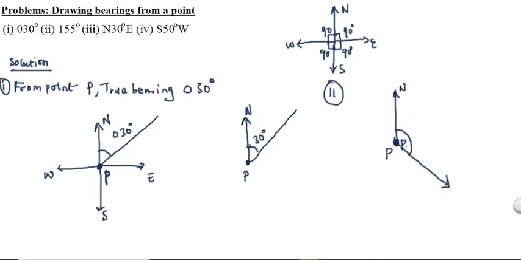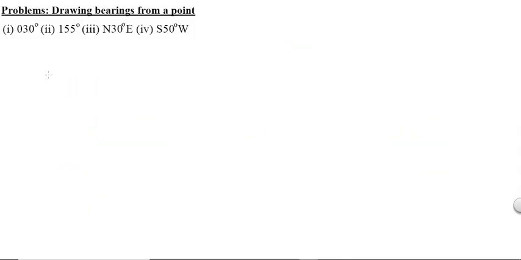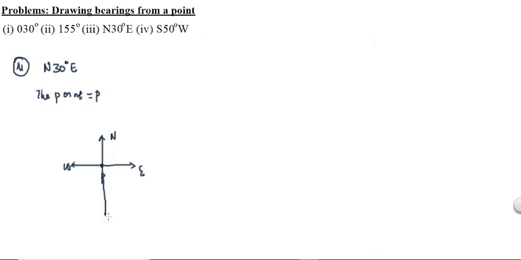So this point P, this angle is 155 degrees. Let's look at the compass bearing examples. For example 3, we are told to find the north 30 degrees east point. Let's assume that the point is P. So I have my point P here, and I have my north direction, my east direction, my west direction, and my south direction. This is my point P.